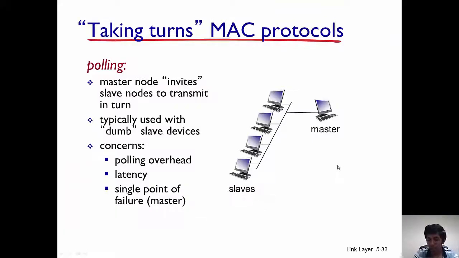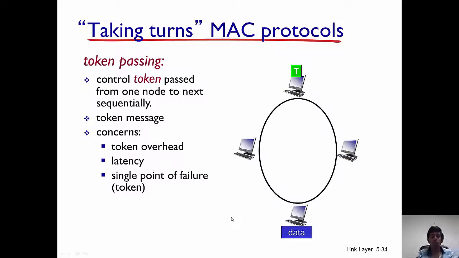Having described the polling protocol, we'll now go into token passing. Token passing is another MAC protocol in which the different nodes pass tokens and determine who should transmit. Here this node has the token. Whichever node has the token has the chance to transmit, and once it has transmitted, it passes the token. Any other node which has some data to transmit is going to hold the token.